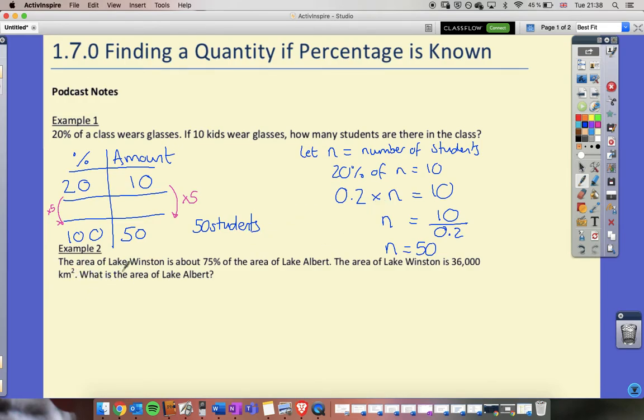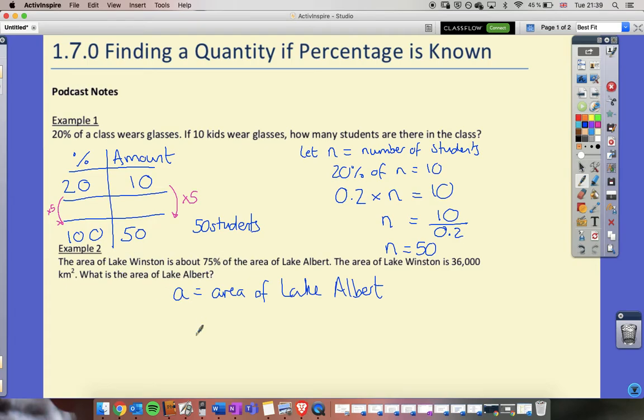Example 2, the area of Lake Winston is about 75% of the area of Lake Albert. So that means Lake Winston must be smaller than Lake Albert. We're told the area of Lake Winston, and we want to find the area of Lake Albert. So let's use this method this time. Let's say A is the area of Lake Albert.